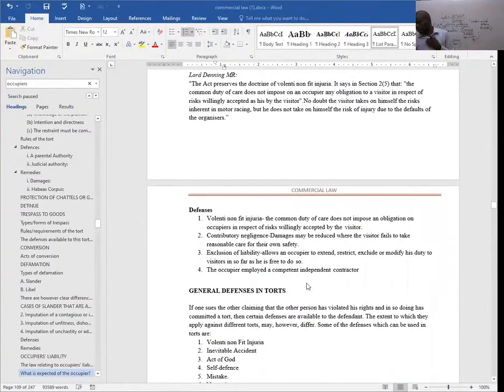So we can look at the defenses. What are the defenses under occupier's liability? Because the key thing here, as I told you, under the law of tort, is that you need to understand the tort itself, then be able to explain some of its essential characteristics, and of course also understand the defenses an accused party can use in case he has been accused of such a tort.